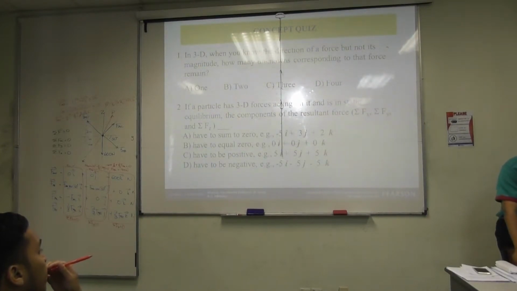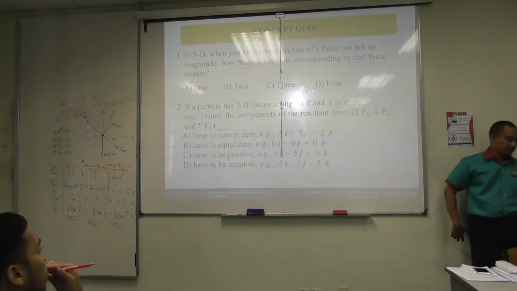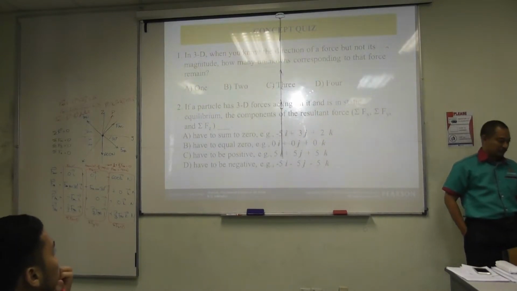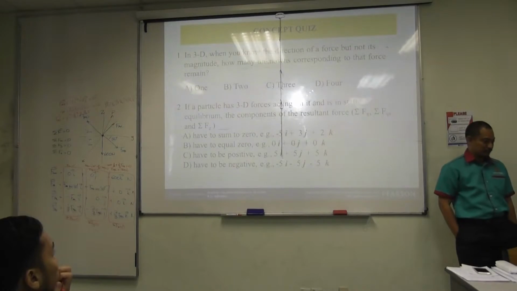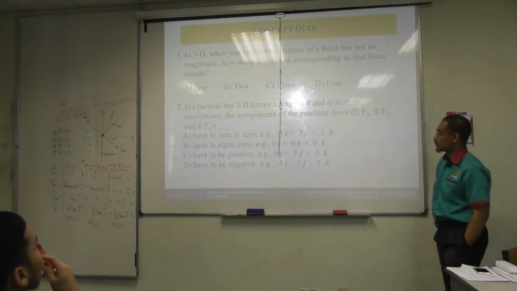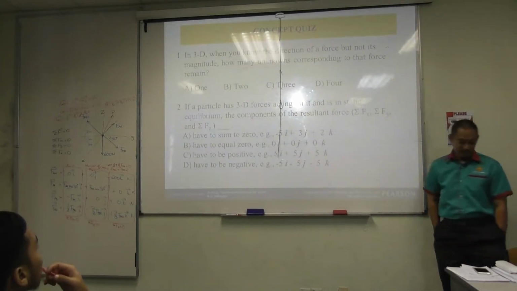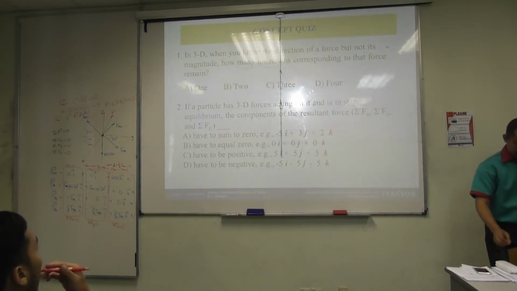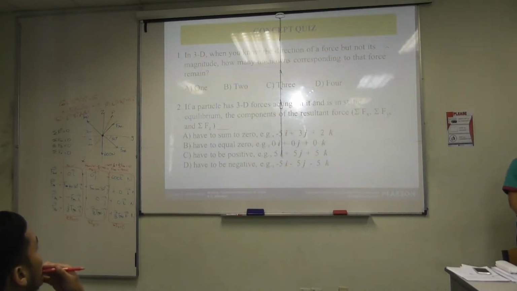Anyway, if a particle has 3D forces acting on it and is in static equilibrium, the component of the resultant force will be which one? If you cannot answer this, you really have to drop. This should be very straightforward. The resultant should be equal to 0. If it's equilibrium, the resultant has to be 0.